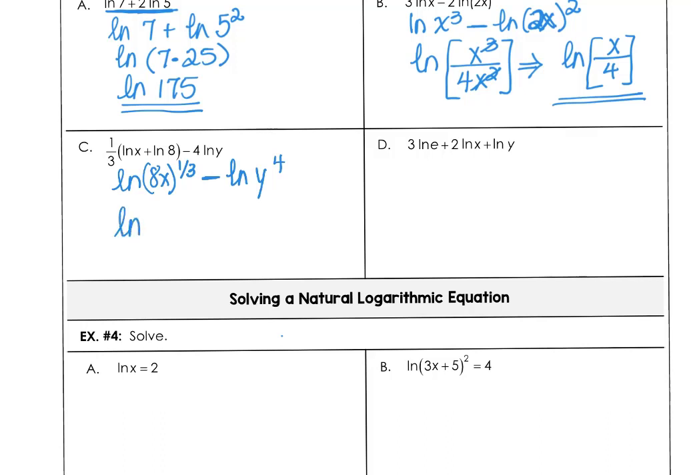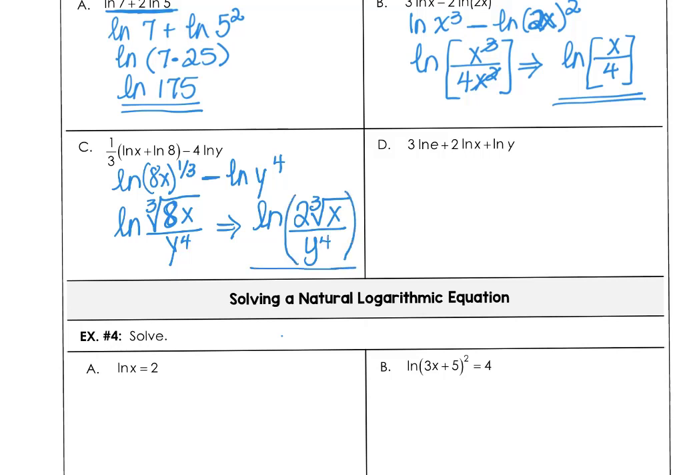But the natural log of the cube root of 8x divided by y to the 4th, we can simplify that cube root of 8 and bring that outside of the radical. So natural log of 2 cube roots of x divided by y to the 4th is the single logarithm for that expression. And finally, we could say 3 times natural log of e.